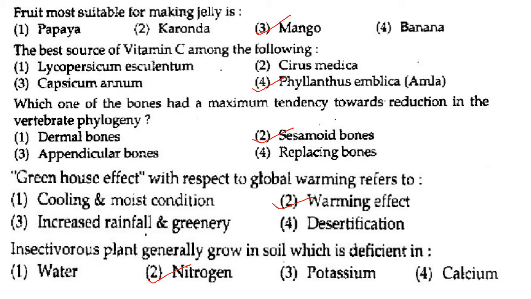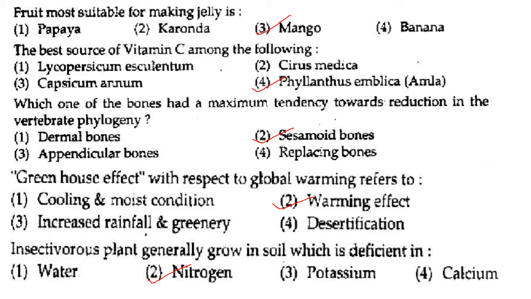Next one. Fruit most suitable for making jelly is option 1, papaya, 2, karonda, 3, mango, 4, banana. Answer is option 3, mango. Next one. The best source of vitamin C among the following. Option 1, Lycopersicum esculentum, 2, Citrus medica, 3, Capsicum annuum, and 4, Phyllanthus emblica. Answer is option 4, Phyllanthus emblica.